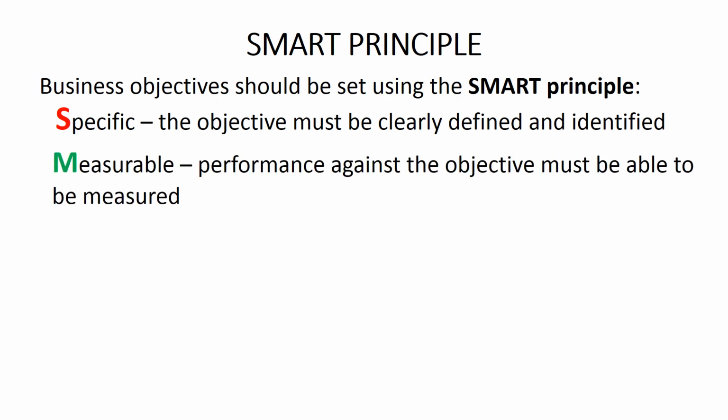Second, M for measurable. Performance against the objective must be able to be measured. So there again is the meaning of the M characteristic that you need to include in the third column of your table. An example of a business objective that does not have this characteristic is an objective that states that a business wants to sell products that make its customers happy.